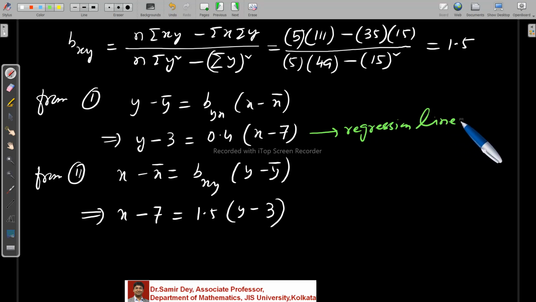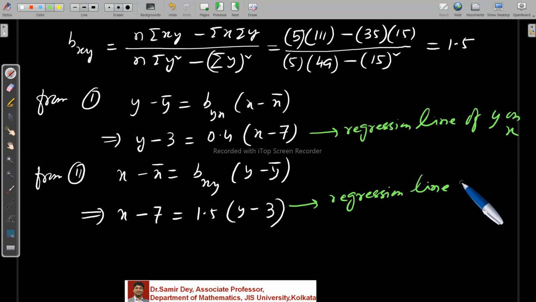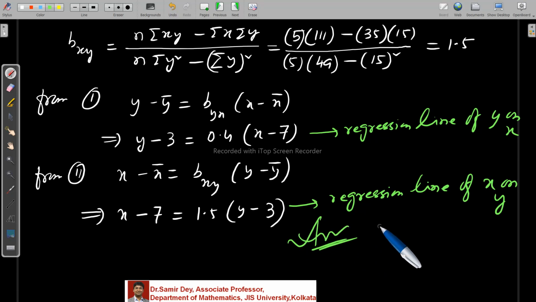So basically this one is regression line of y on x, and this one is regression line of x on y. So this is the process. I think it is clear. It's a very simple process you have. First, you write down both the regression lines, y on x and x on y.